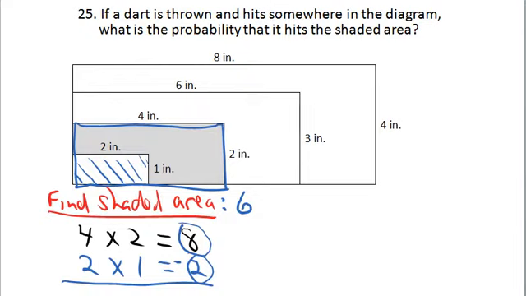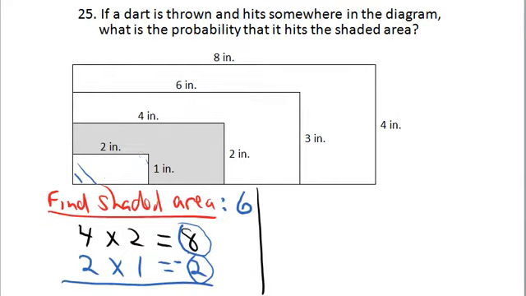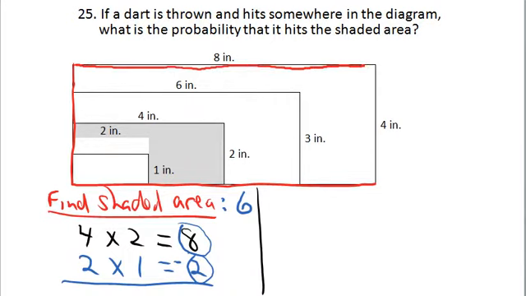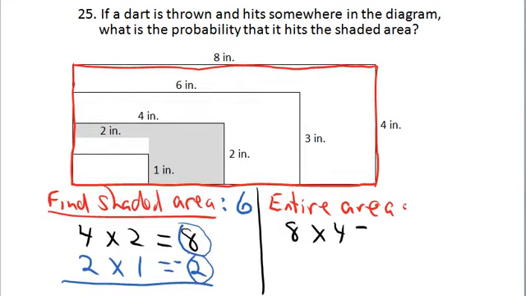Okay, once I found the area of the shaded area, I need to compare that to the area of the entire thing. We're going back to the way it looked in the beginning. The area of the entire dartboard, funny looking dartboard, but nevertheless, that's what they're saying it is, 8 by 4. So the entire dartboard area is 8 by 4, which is 32.